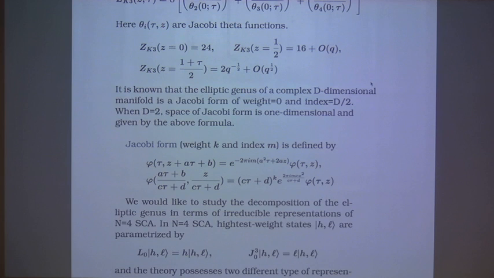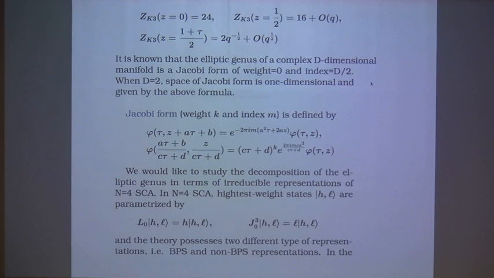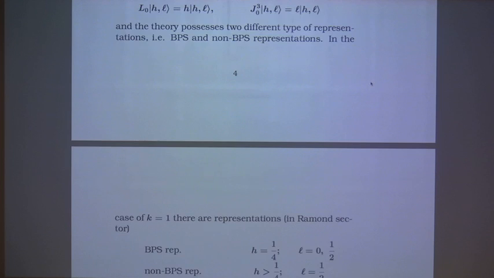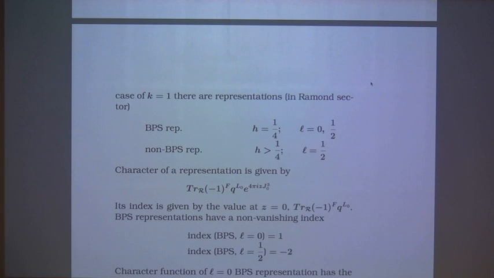I think I'm going too slow. So in this situation, N is equal to 4 superconformal algebra. Irreducible states are parameterized by two parameters, h and l. The eigenvalue of L0 is h, the eigenvalue of J03 is l. And the theory possesses two different types of representations, BPS and non-BPS representations. In the case of k equal to 1, there are BPS representation, h equal to 1/4, and non-BPS representation. We are working in the Ramond sector of the theory, so h equal to 1/4 is the lowest energy of the system.